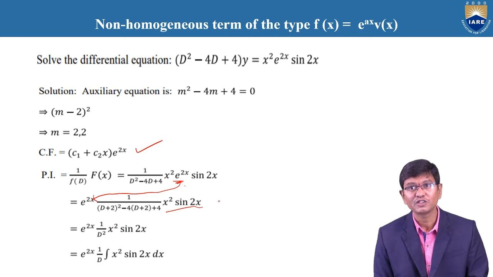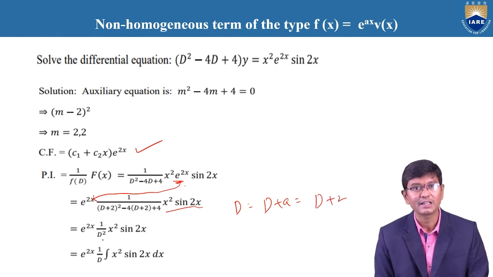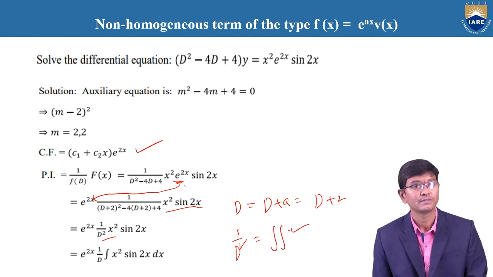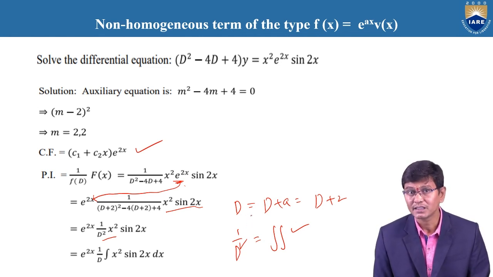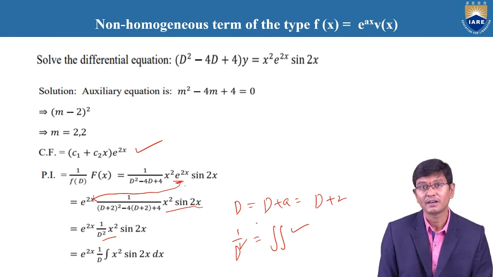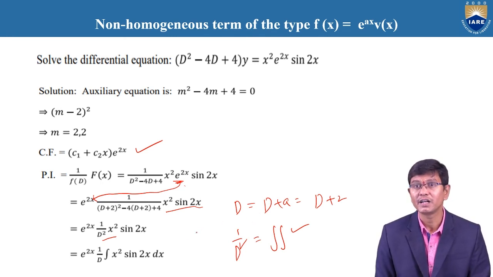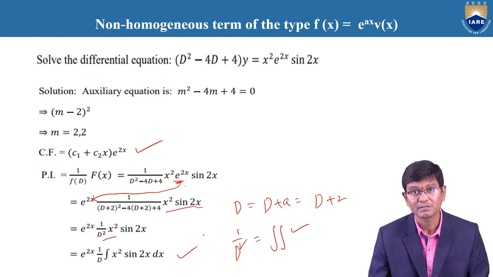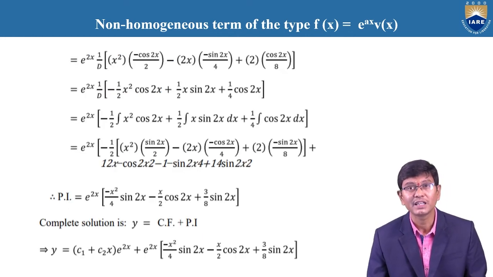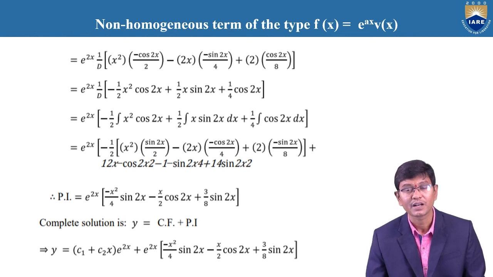And here also, by using the replacement of D with D plus a, that is D plus 2, after replacement and simplification the denominator is 1 by D square into x square sin 2x. And 1 by D square is a single independent value. Therefore, we need to do a double integration, that is 2 times integration, because 1 by D is nothing but one integration. So 2 times integration we need to apply on x square into sin 2x.